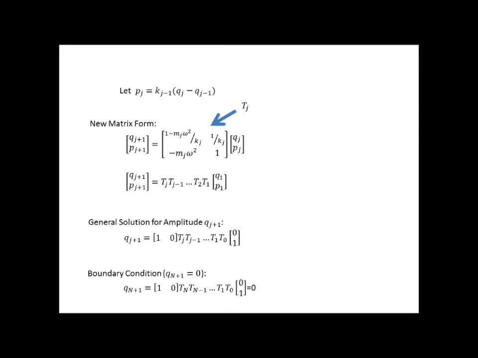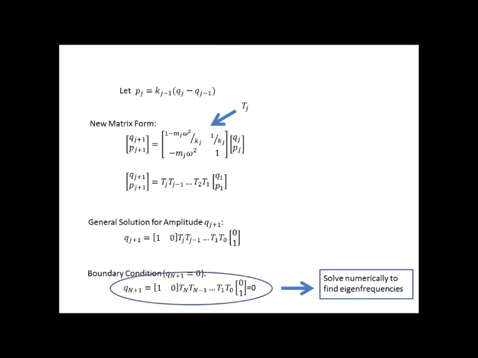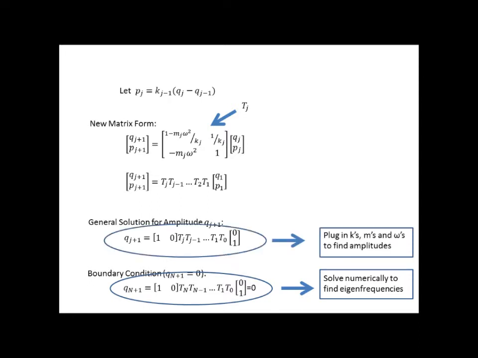Now all we need to do is use a computer engine to solve numerically for the eigenfrequencies using the boundary conditions, namely that the end masses or the walls are fixed, and then plug each of these frequencies into our equation for q to find the amplitudes of each mass at a given eigenfrequency.